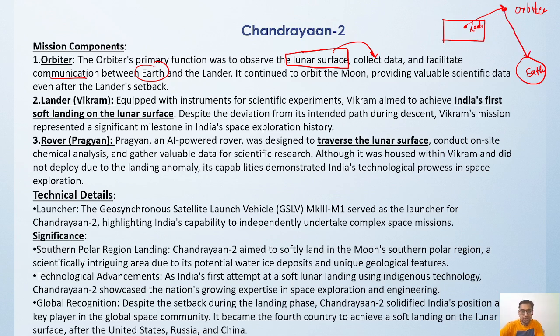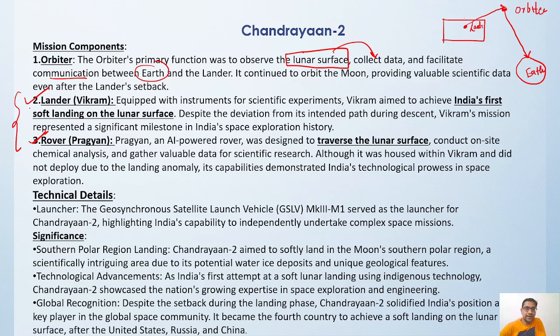So still now it is orbiting the moon surface, and also providing valuable scientific data even after the lander setback, because the lander part failed. But right now, this Chandrayaan 3 has utilized the orbiter part of the Chandrayaan 2 for proper data and handling. Along with the Chandrayaan 2 we sent a lander, named Vikram, and the rover, Pragyan. So this lander will have the rover inside it.